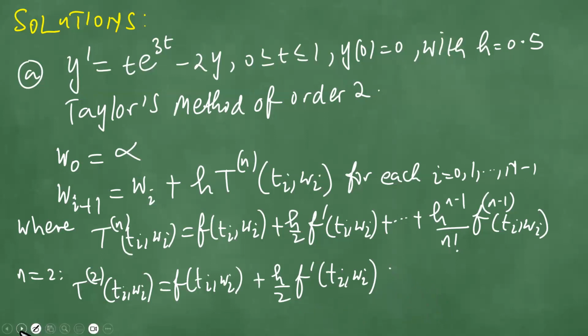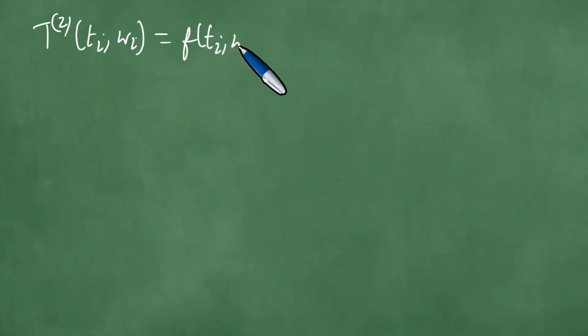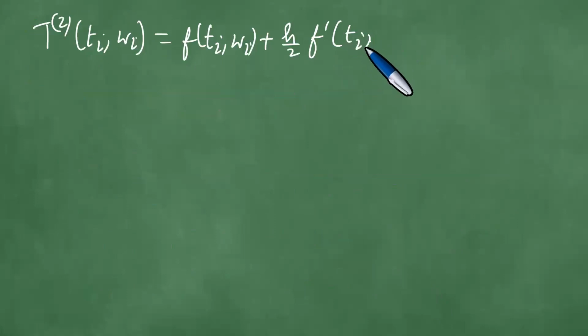Meaning that when we continue, we're going to have T2. Okay, we're doing this textbook exercise. And then it is exactly f(ti, wi) plus h over 2 times f primed of (ti, wi), like so. Now it remains to just get the difference equation associated with the Taylor method in this problem.